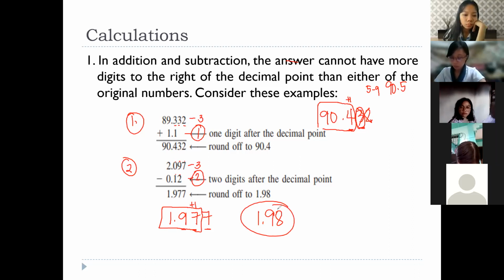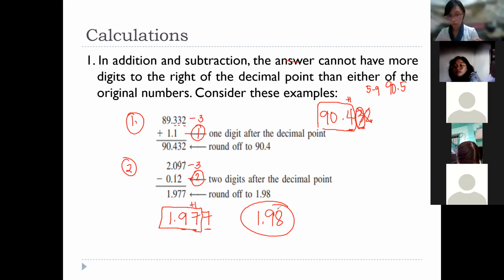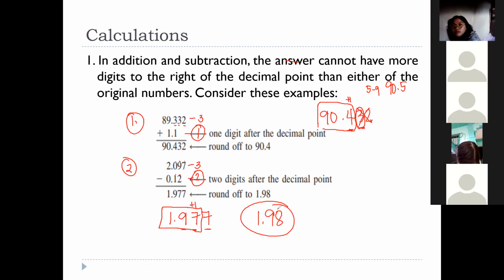So, do not forget that in addition or subtraction, our final answer should follow the least number of decimal places in the given. Even, class, if it is in scientific notation. Last week and even a while ago, we just kept adding and subtracting. Actually, we did not follow the rules of significant figures. But this time, class, since we have reviewed the rules, we will follow them.